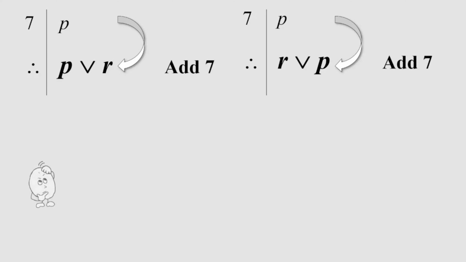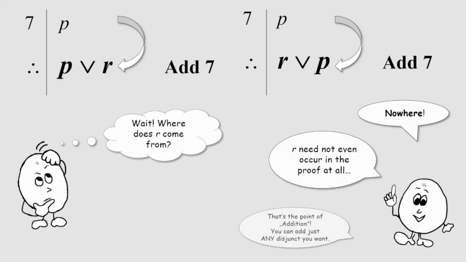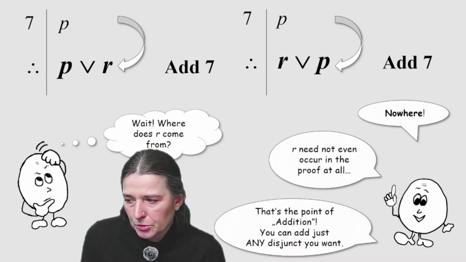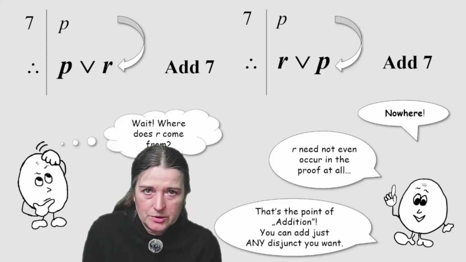One thing you may ask yourself is, where does the other disjunct come from? And the answer here is, it doesn't come from anywhere. R needn't even occur in the proof. And that's the very point of addition. You add anything you want.